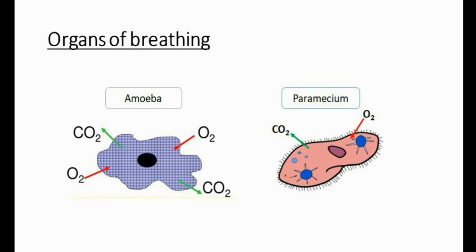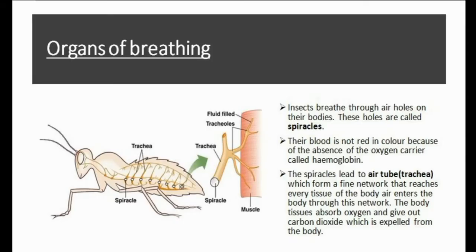These are the two microscopic animals like amoeba and paramecium. They breathe through their body surface. Now, the insects breathe through air holes on their bodies. These holes are called spiracles.